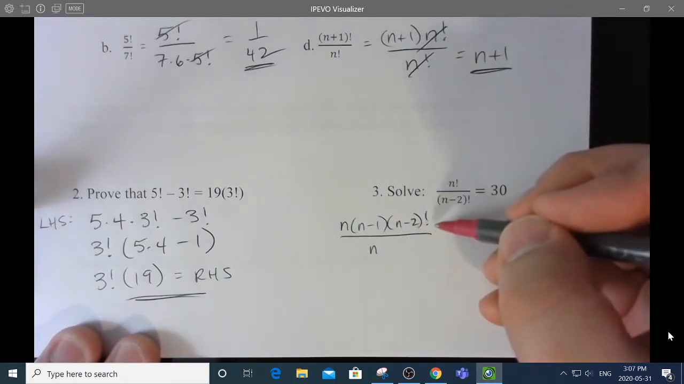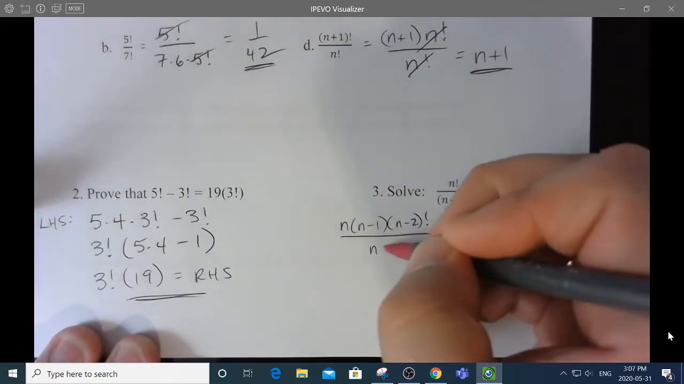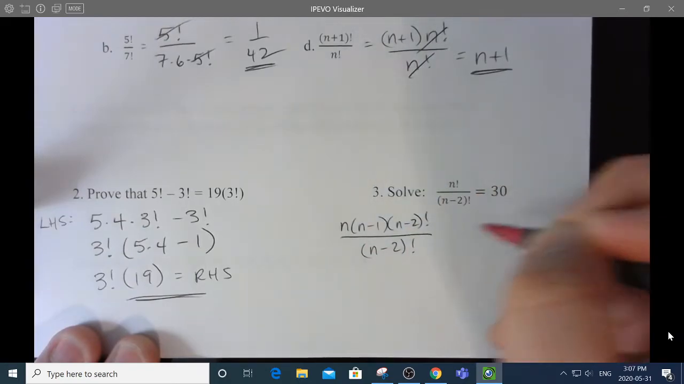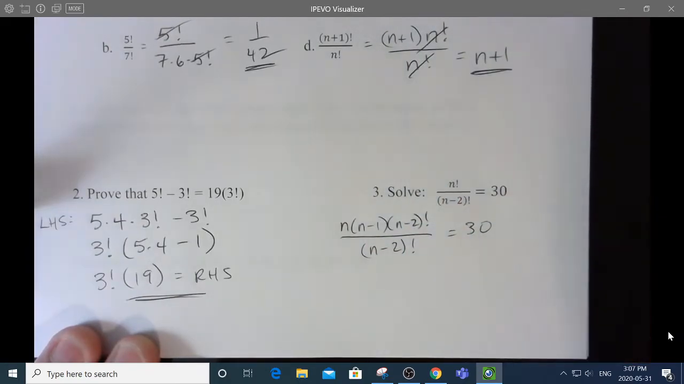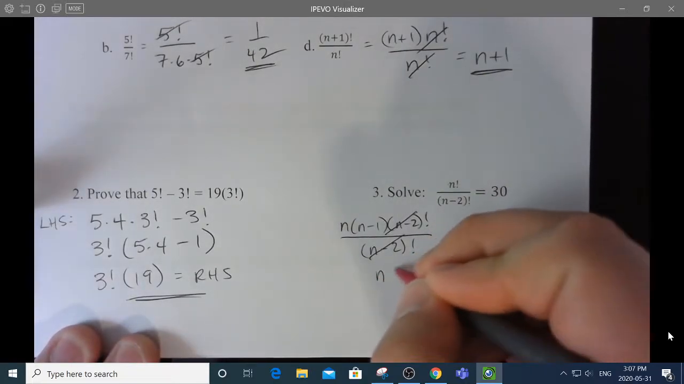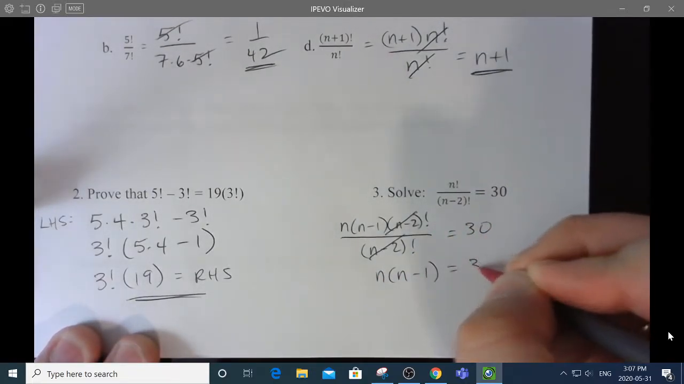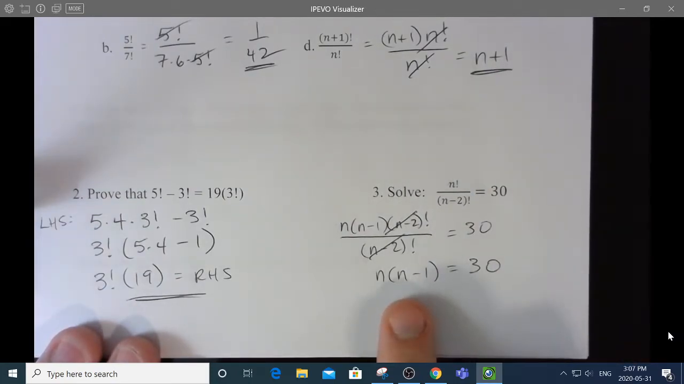Why didn't you go n minus 3 and then slap a factorial on that? Well, because I'm trying to simplify this thing, and I notice n minus 2 factorial is what I have on the bottom that I'd like to cancel. So I have n times n minus 1 is equal to 30. And you could probably just do that mentally. A number times a number that's 1 smaller is 30.